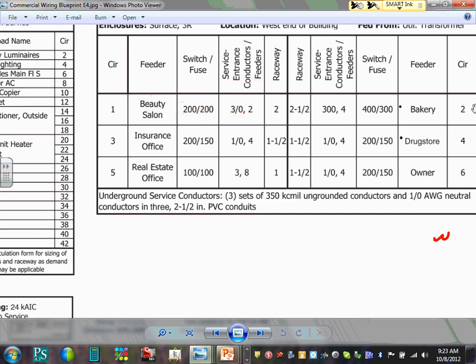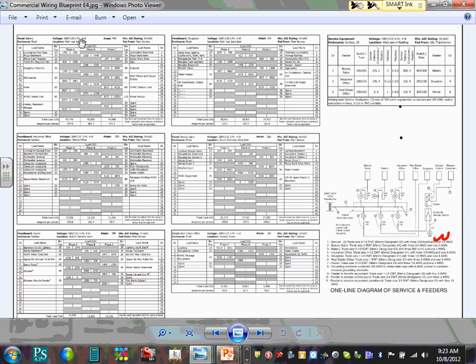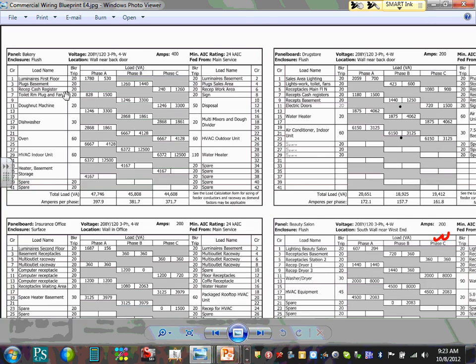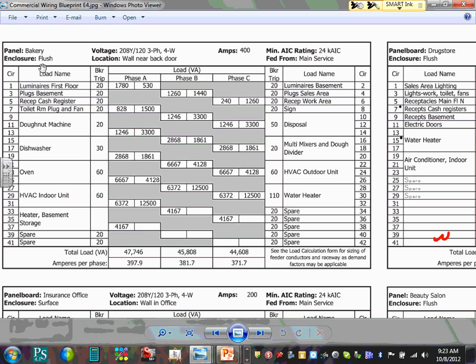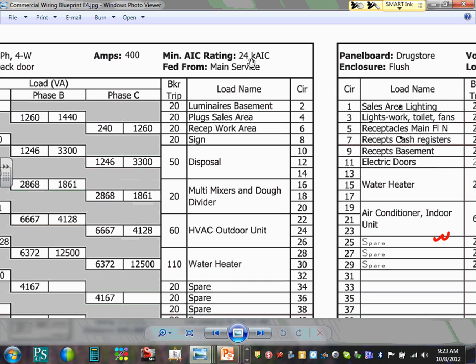This is really it. If you understand this one, the rest is history. So what I'm going to do, guys, is flash the panel schedule right here. There's the panel schedule in the bakery. It's flush, 120/208 volt, 3 phase, 4 wire, wall near back room. It's a 400 amp panel, the interrupting rating is 240 kilo, and it's fed from the main.